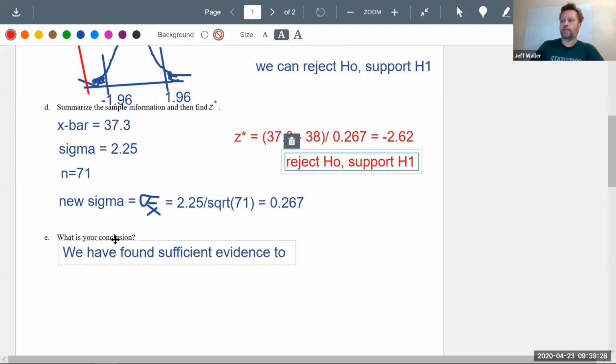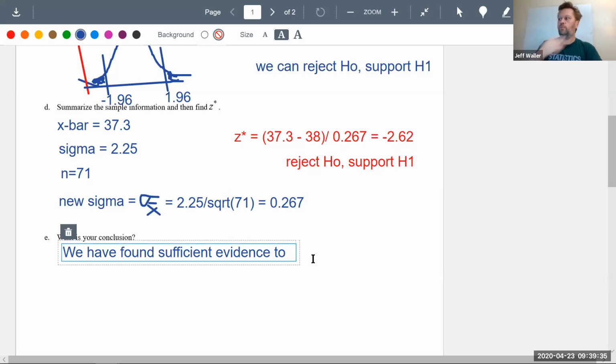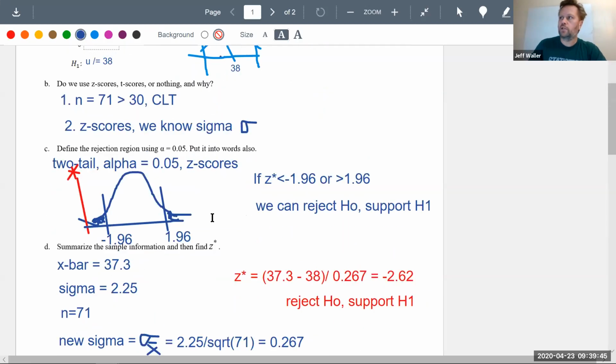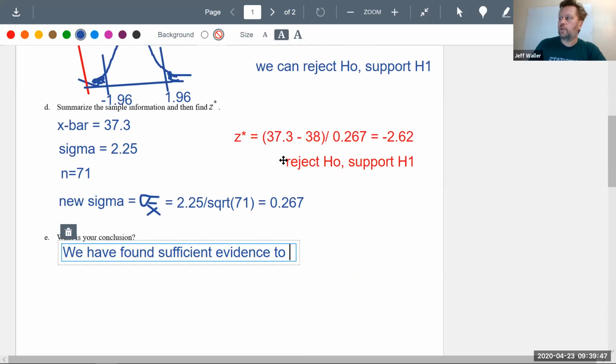Now down here, when I do my conclusion, what language do I want to use? What was the claim? Was the claim the null or the H1? The claim, of course, was the null. So what language do I want to use? This language. In fact, no, screw it. I'm not even going to try. I want to use that language right there because that's what the claim was.